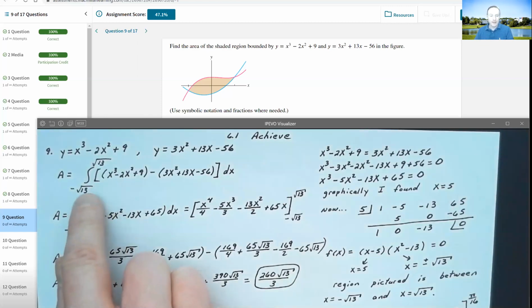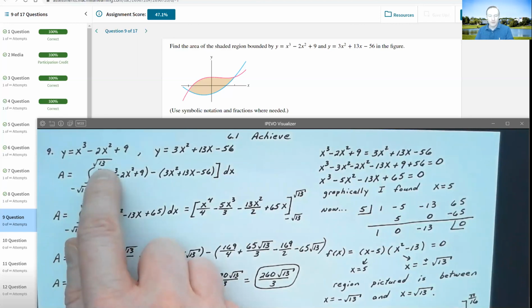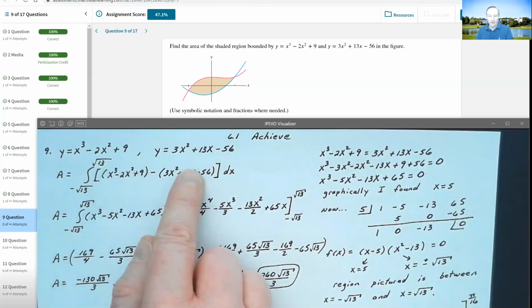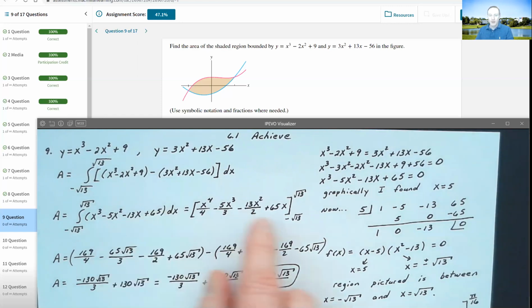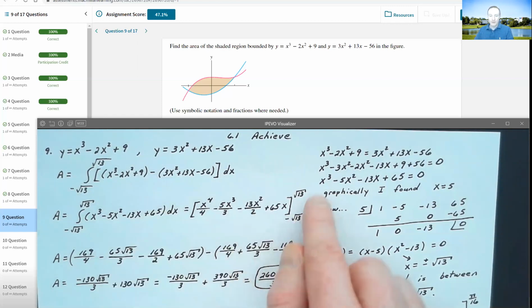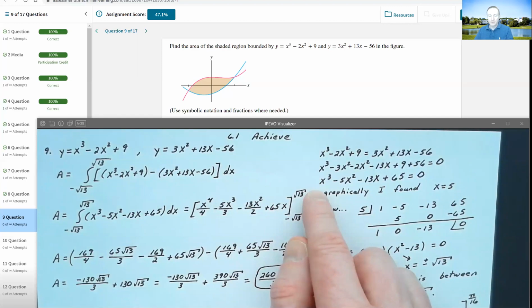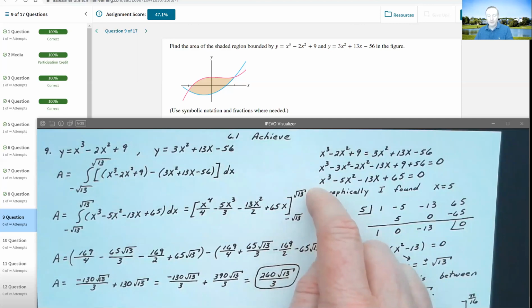We'll integrate from the negative root of 13 to the positive root of 13 at the top minus the bottom. I just simplified that top minus the bottom here, and then I used the power rule to integrate each of those terms. And then I'm evaluating from the negative root of 13 to the positive root of 13. This is not a problem where you can depend upon your calculator to give you a decimal answer. It wants an exact answer.